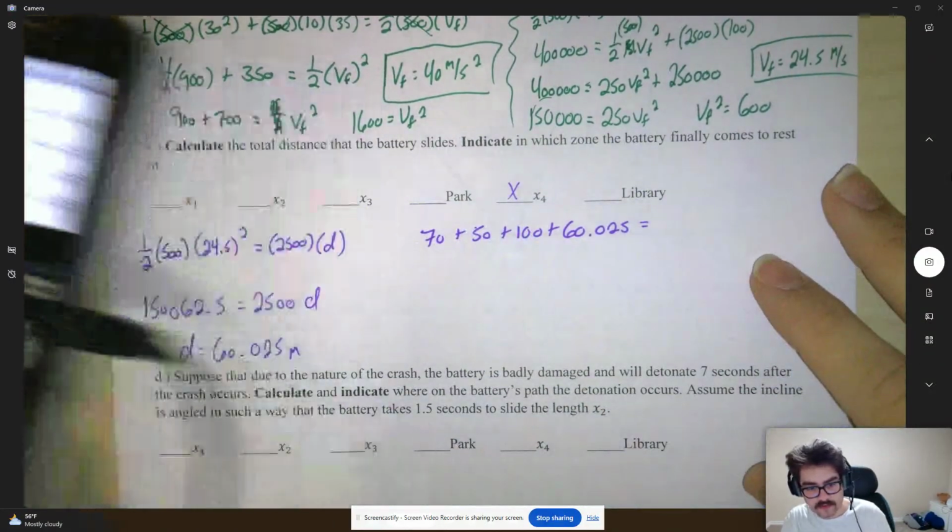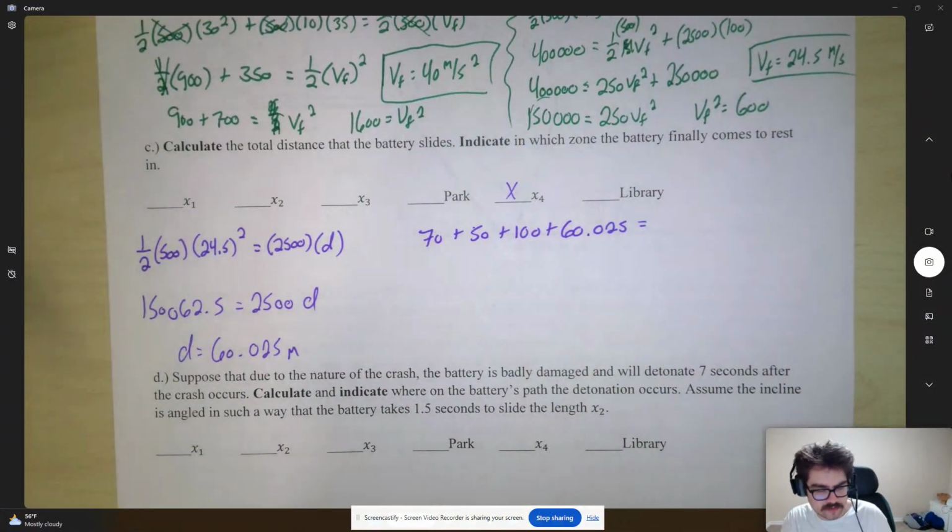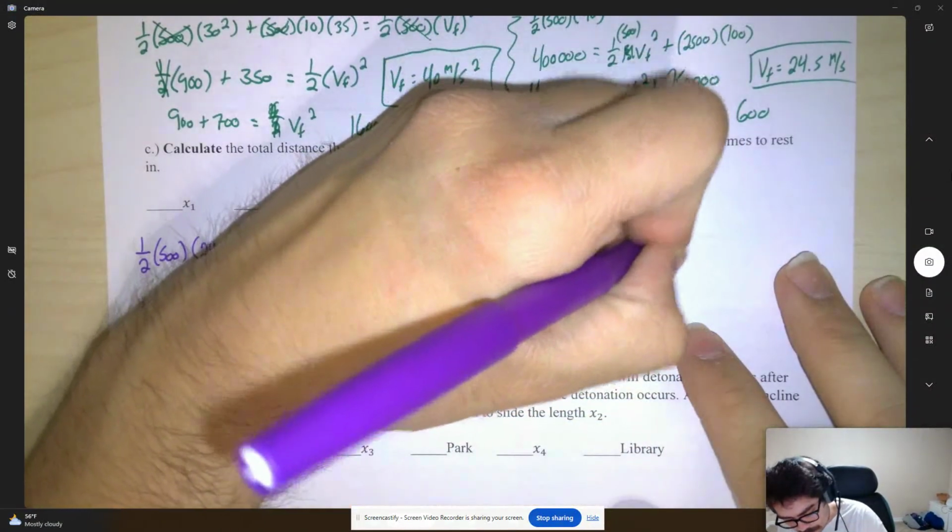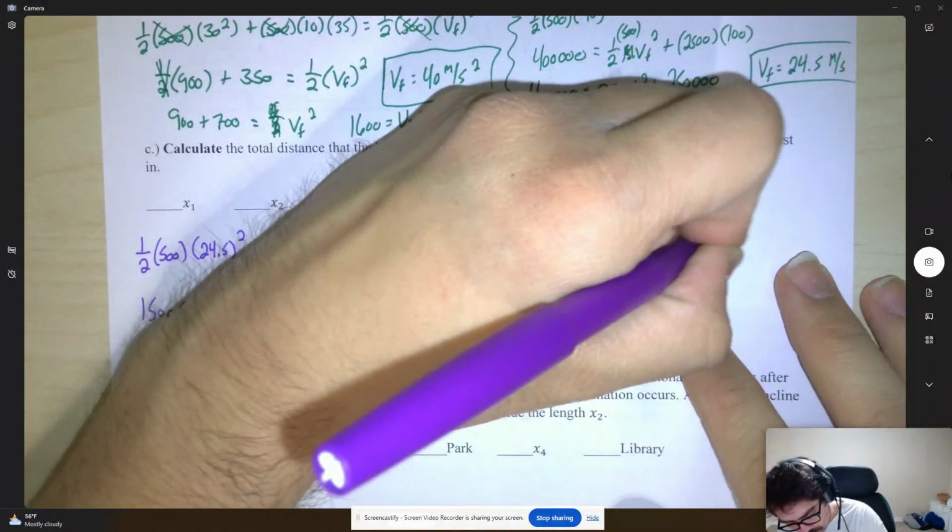I think I accepted 280 as the answer. I don't think we actually used the rounding or anything like that. I don't know why, but I accepted 280 as an answer. 280.025.